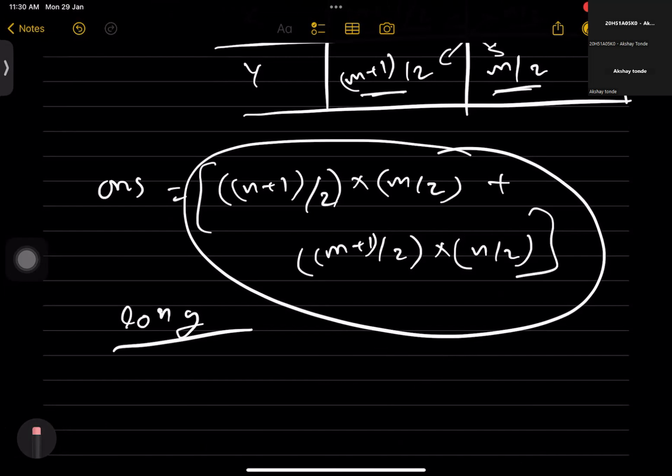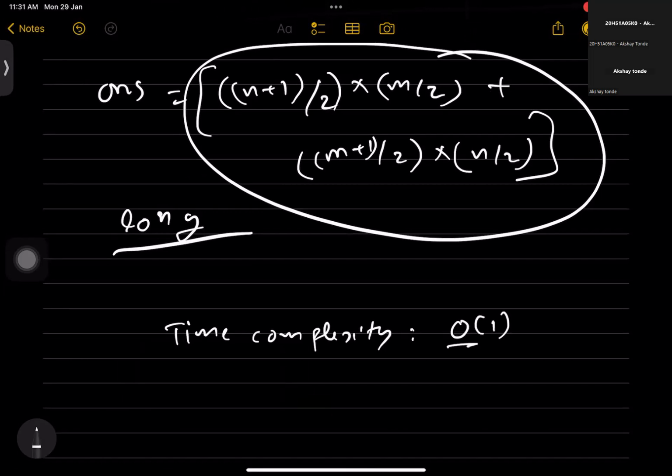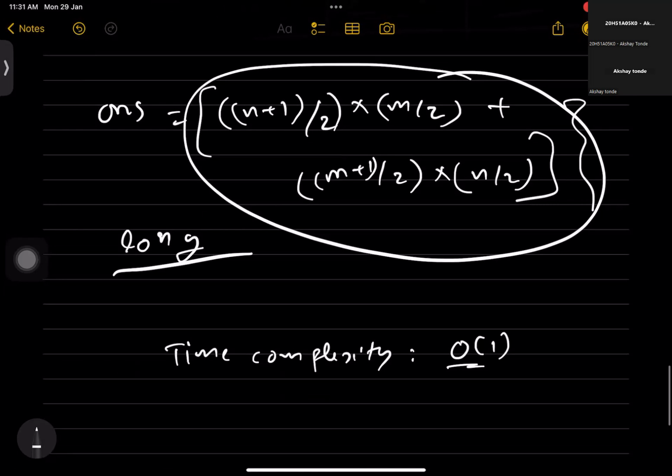Anyways, the time complexity of this question is basically just O of 1, right? It's O of 1 because it's just one simple formula, right? So yeah, that's how we solve the question.